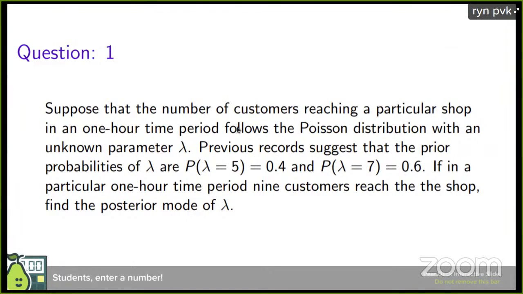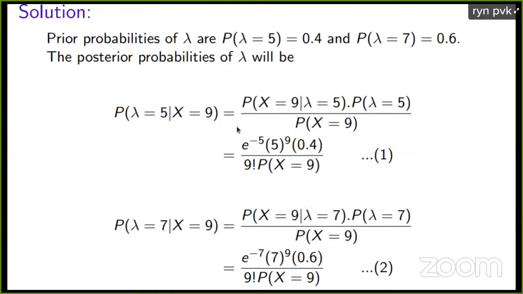But here parameter lambda equal to 5 means the average number of customers coming in 1 hour, right? Lambda stands for that. So the average number of customers coming is 5. That means it is not always 5, right? So we are trying to find out what is the probability of 9 customers coming in that coming hour, when my average is 5.